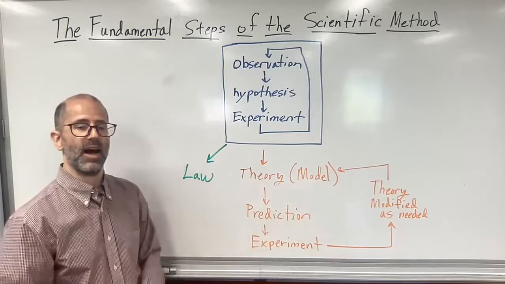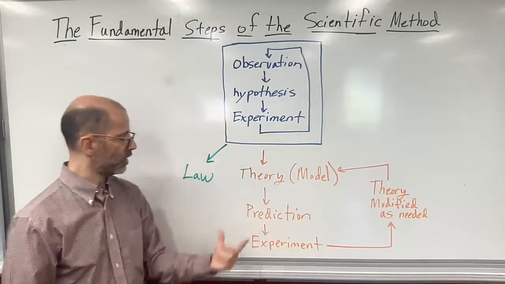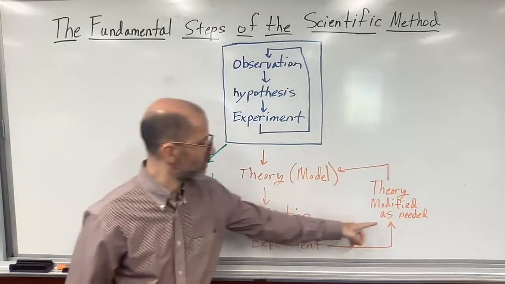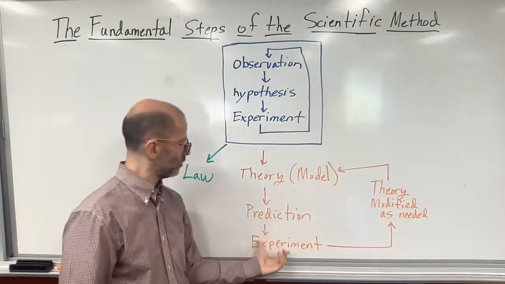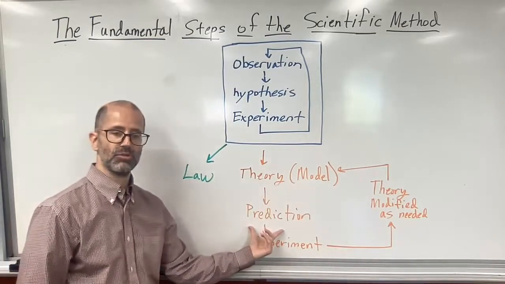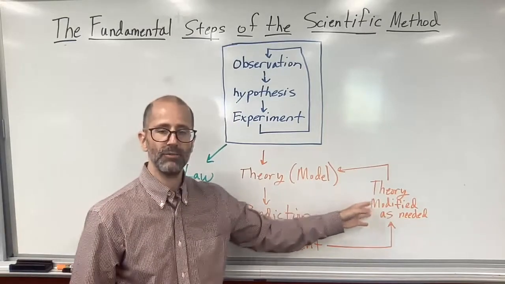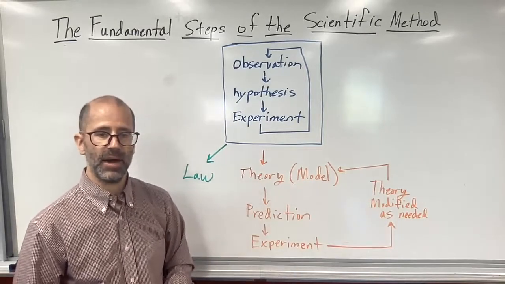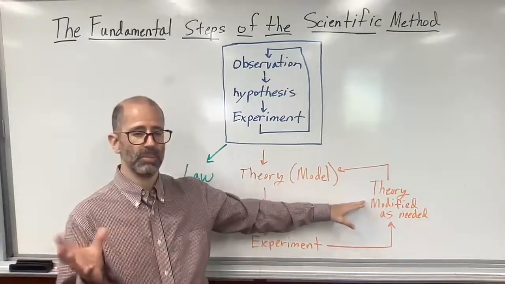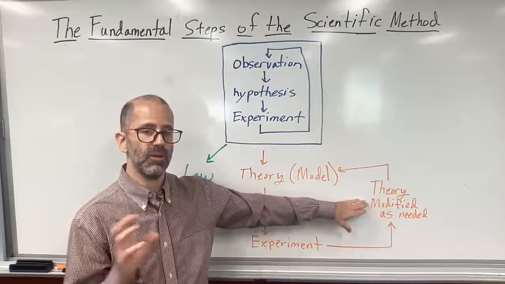I predict that mass will be conserved in other types of reactions. So I run experiments for other reactions, and then I see if the theory holds. Now, if my predictions do not come true, or if they're not supported by the experiment, then I need to modify my theory as needed. Maybe not the whole thing.